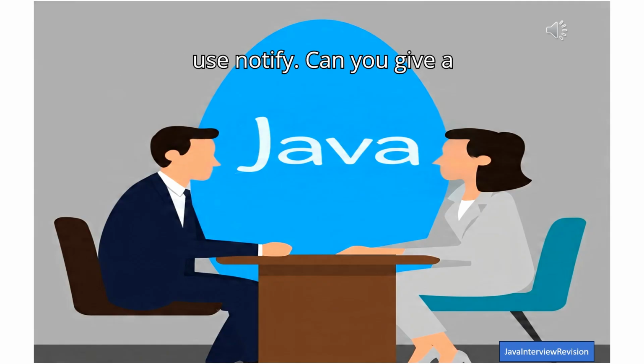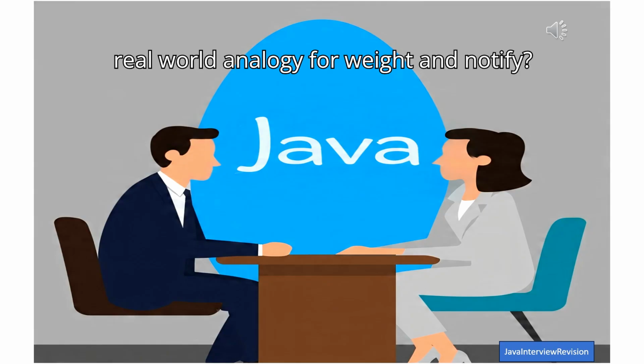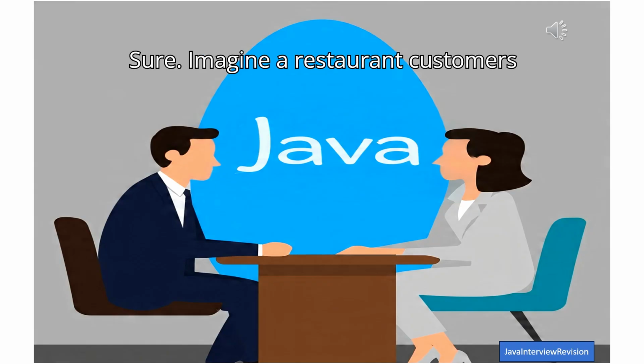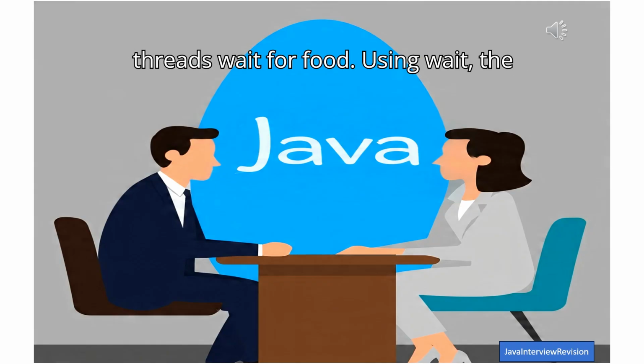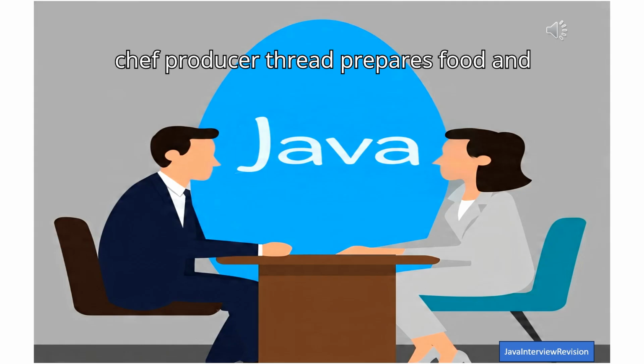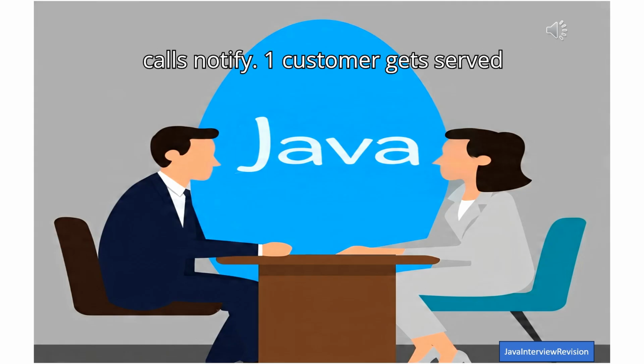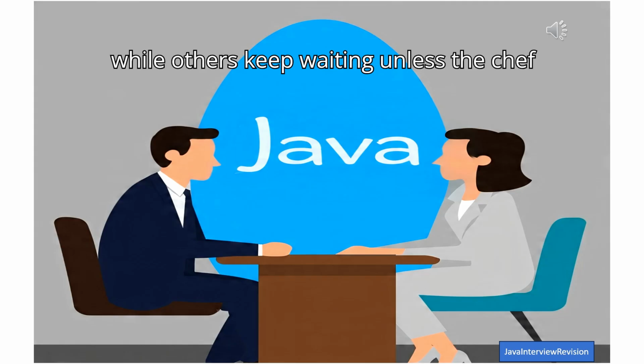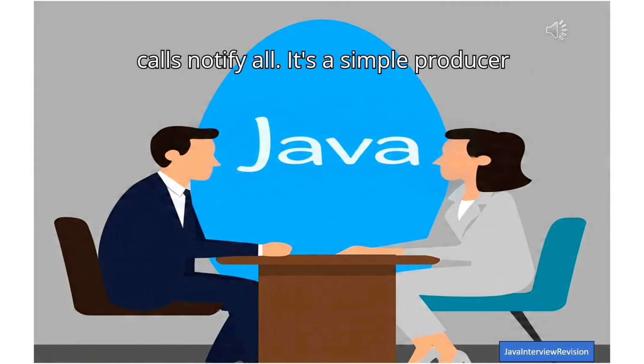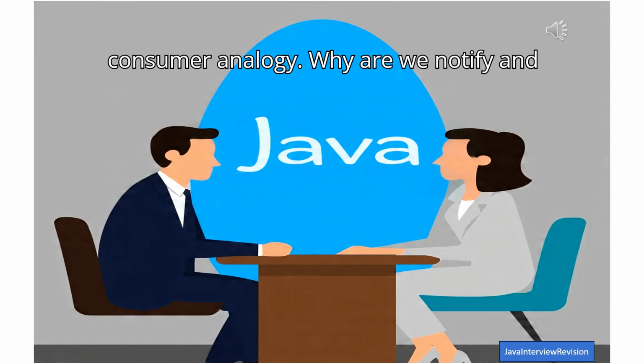Can you give a real-world analogy for wait and notify? Sure. Imagine a restaurant. Customer threads wait for food using wait. The chef, the producer thread, prepares food and calls notify. One customer gets served while others keep waiting unless the chef calls notifyAll. It's a simple producer-consumer analogy.